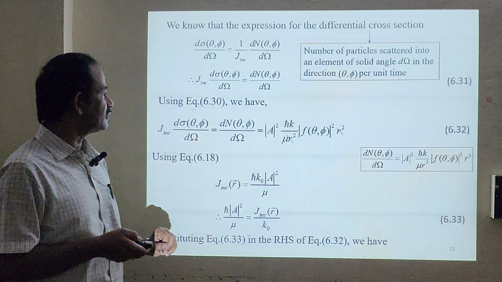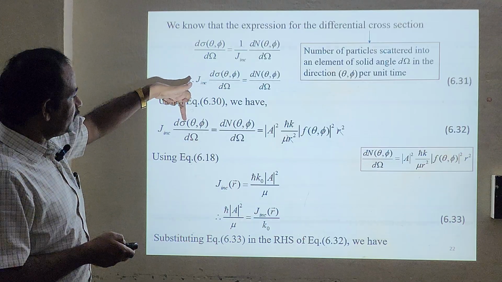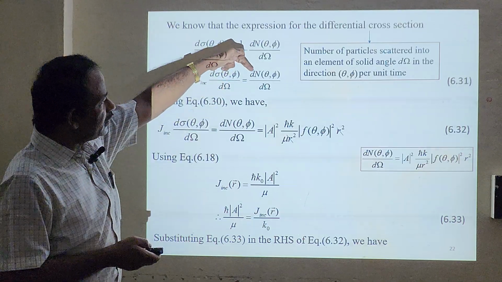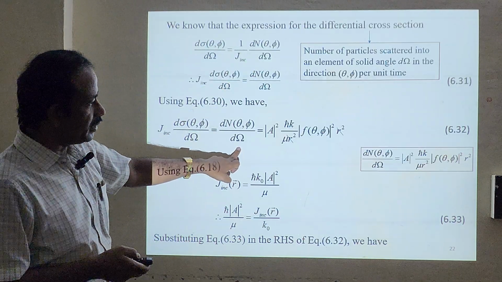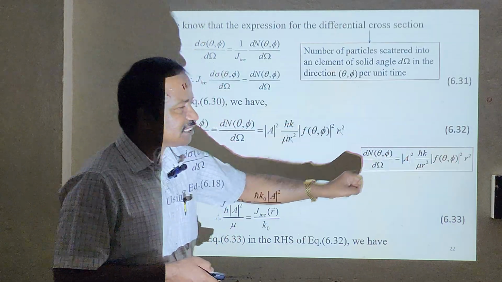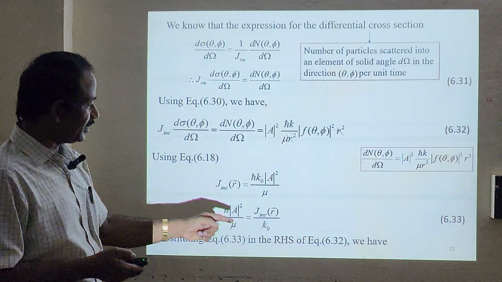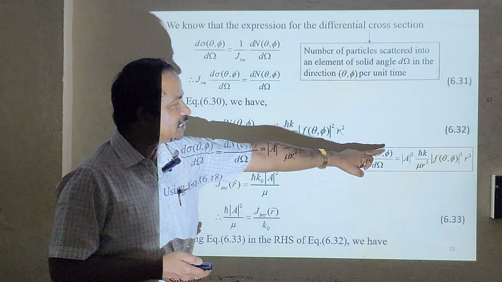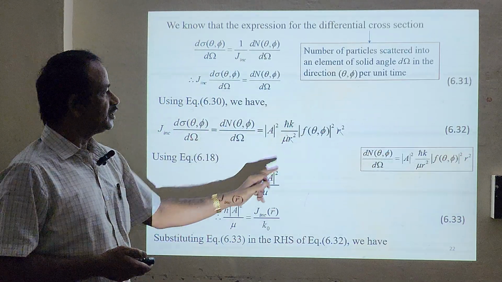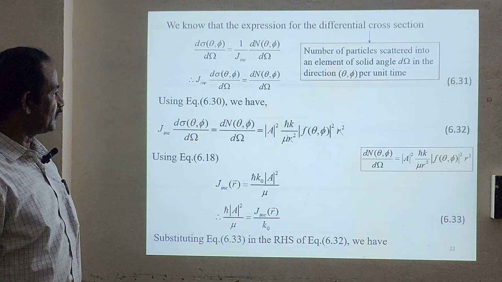Equation 6.30 is given by this. So now J incident times dσ/dΩ is equal to dN/dΩ, but dN/dΩ is given by this expression from earlier, equation 6.30, which I have written here. You substitute these two. This r squared will cancel.